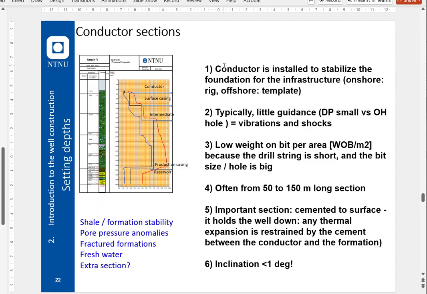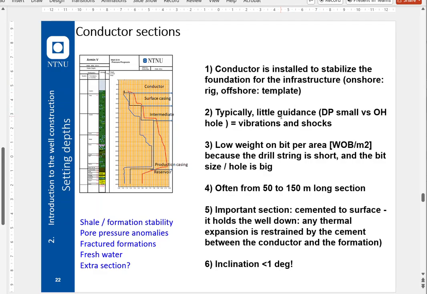The conductor would of course be installed to stabilize the foundation for the infrastructure. Onshore it would be the rig. Like said, if it washes out under the well pad, typically the rig would destabilize.